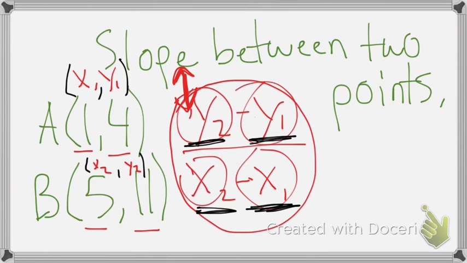Okay, and if you really wanted to, I want to talk about this real quick. It doesn't have to be the second minus the first. You could do the first minus the second. You just have to make sure that on the bottom, you do it the same way, with the same pattern, the first minus the second. So it's either Y2 minus Y1.